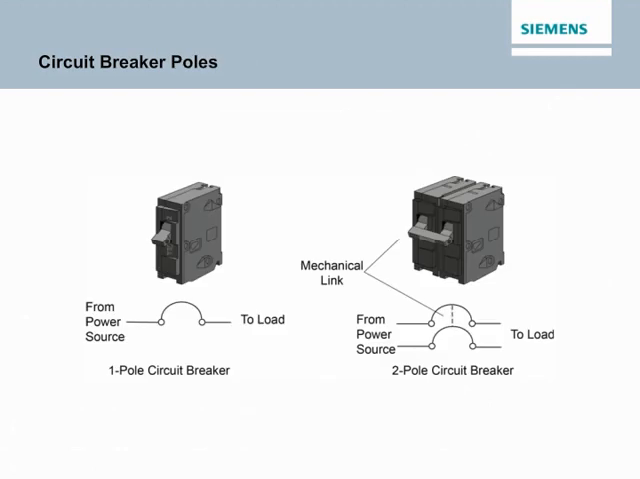A circuit breaker's pole number indicates the number of circuits which supply current through the circuit breaker. For example, a one-pole circuit breaker carries the current for one circuit, and a two-pole circuit breaker carries the current for two circuits simultaneously. In a two-pole circuit breaker, both circuits are controlled by the same trip unit, so that both poles open at the same time when an overcurrent occurs. In addition, both circuits are mechanically interlocked, so that they can be manually opened or closed at the same time.